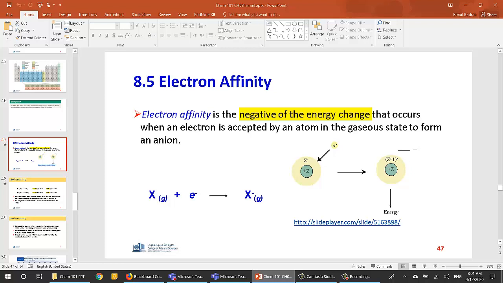Now we define electron affinity as the negative of the energy change that occurs when an electron is accepted by an atom in the gas state to form an anion. So this is different than ionization energy. This is where the element takes an electron and forms an anion X minus, just like fluorine, when it takes an electron and becomes F minus. Clearly, electron affinity is something that non-metals would love to do, where metals don't like electrons.